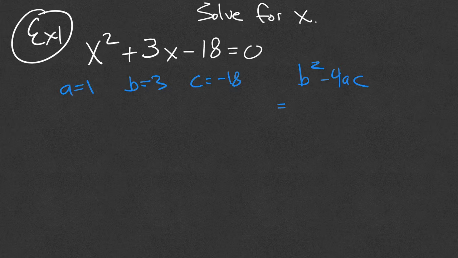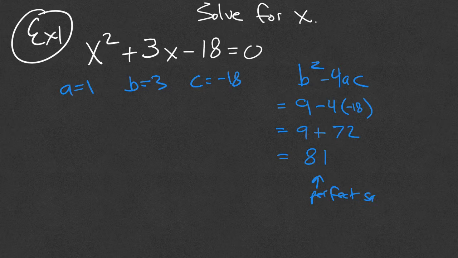So when I do b squared, I get 9 minus 4 times a times c, which is negative 18. So I'm going to get 9 plus 4 times 18, which is 72. And 9 plus 72 is 81. Well, because that's a perfect square, I know that this will factor. So I could right away try to figure out how to factor this. Instead of doing the quadratic formula, I'm just going to factor it.